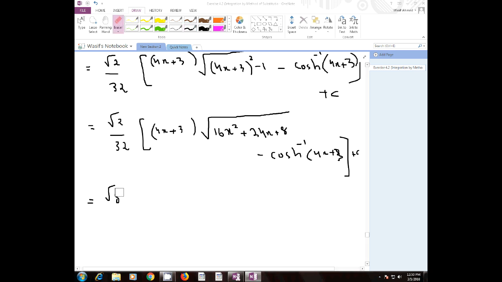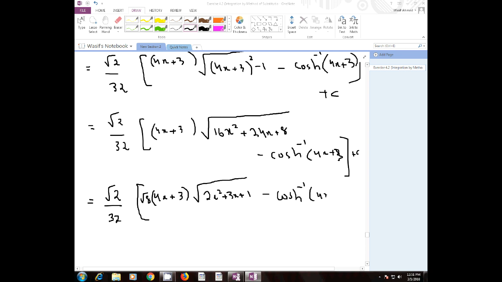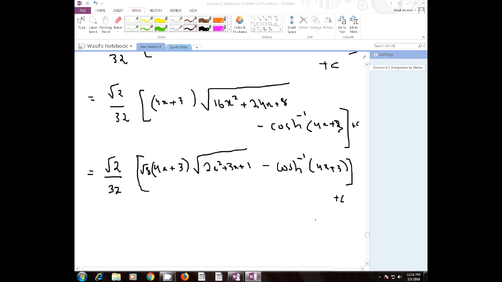Sorry, square root 2 it was. A square root 2 divided by 32 multiplied by 4x plus 3, since we have taken square root 8 as common. 8 has been taken as common, and it is taken out of the square root, and we have 2x square plus 3x plus 1 minus cos hyperbolic inverse 4x plus 3 plus a constant of integration.